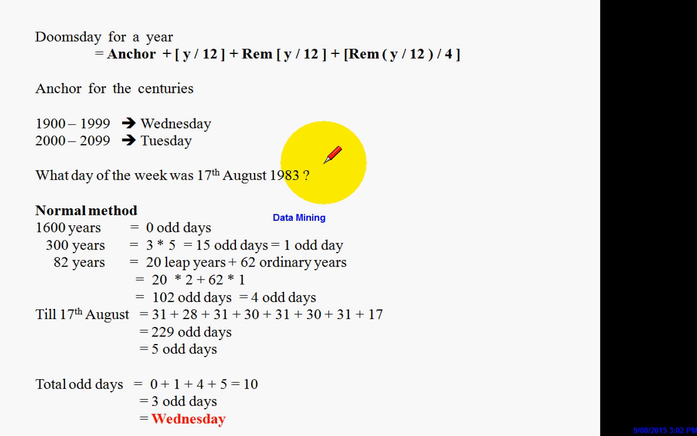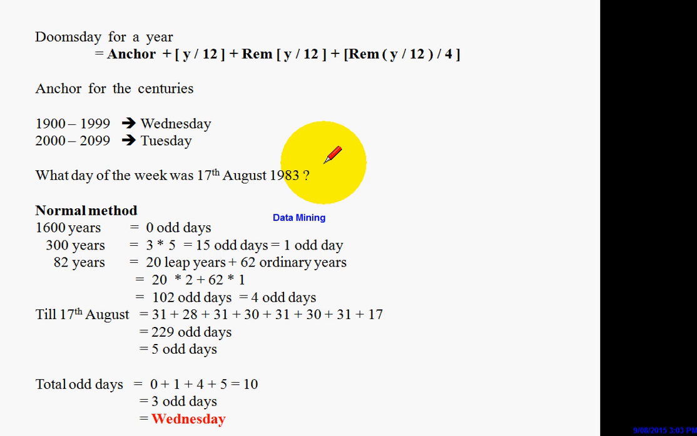So what is that algorithm meant for? There is a formula, and you have to remember it. The doomsday for a year can be calculated using a formula. In that formula, the first parameter is the anchor. Anchor is again a day. For every century there will be an anchor. I have given anchors for 2 different ranges. From 1900 to 1999, the anchor will be Wednesday, so for all years in this range, you write the anchor as Wednesday.